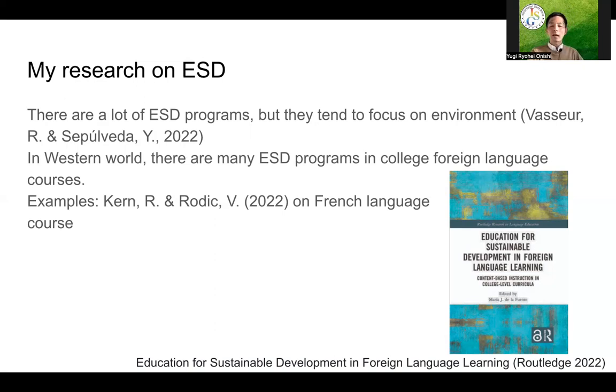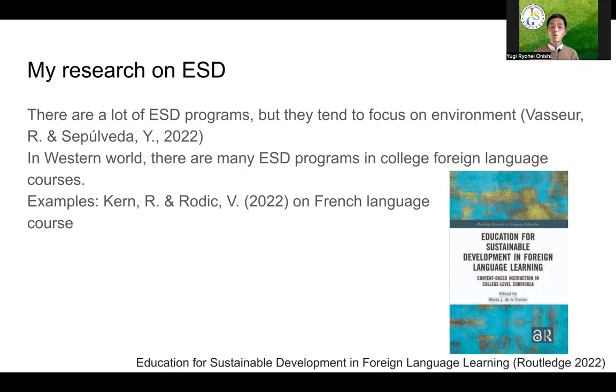Okay. And I am now reading this book. It's titled Education for Sustainable Development in Foreign Language Learning. Foreign language learning. This is a keyword here. So I'm also interested in ESD and foreign language education. So if we teach sustainability and SDGs in the English class, what happens? I am very interested in this topic.